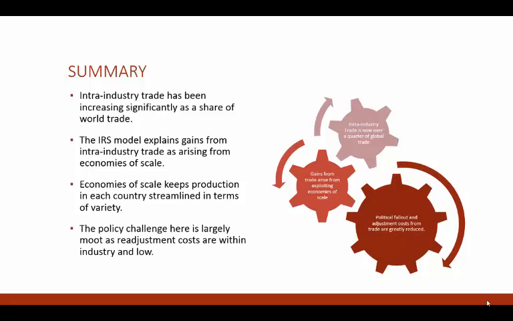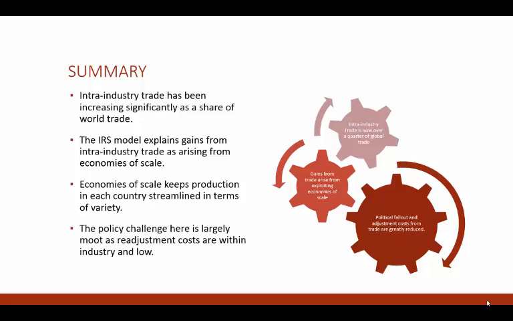Okay, we are now at the close of a fairly long lecture. We looked at the IRS model of trade, or new trade theory, showing how economies of scale drive gains from trade when looking at intra-industry trade. The gains from such trade are even much larger when looked at from several dimensions than the gains from inter-industry trade as explained by the traditional models.